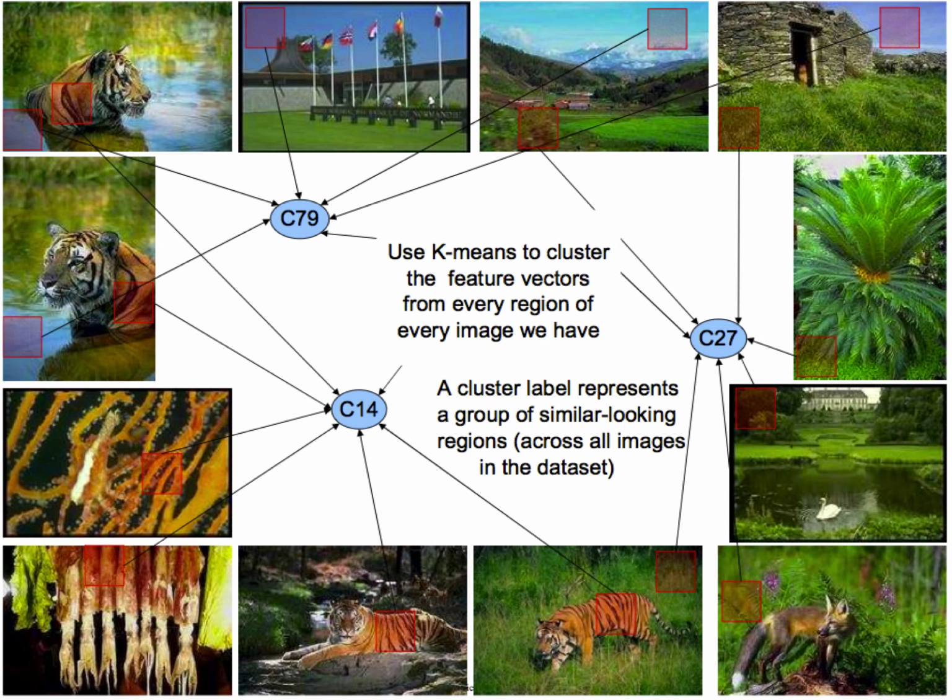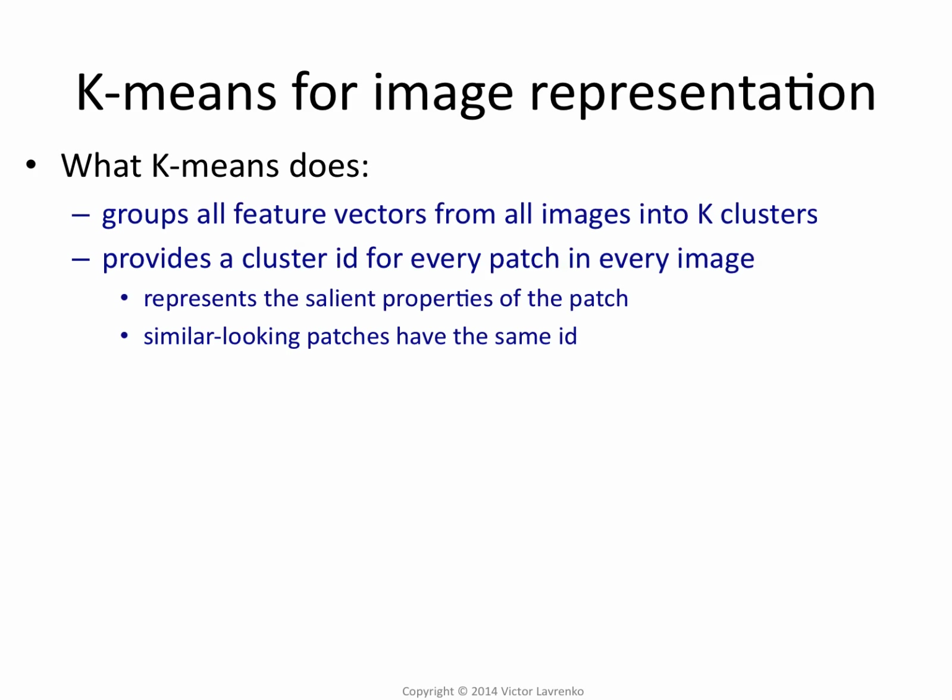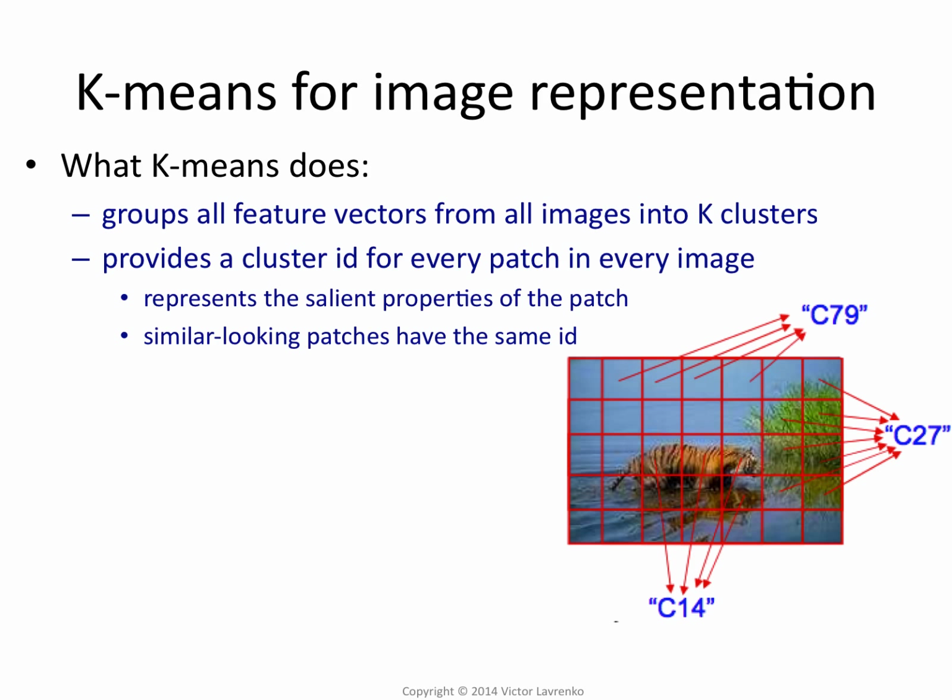So what k-means is doing for you is taking those vectors and putting them into groups. And what you know is that, by definition, all the vectors in a cluster will correspond to similarly looking patches. So now you're going to have a cluster label for every patch in every image in your data set. And you can use those labels directly for representing the images.